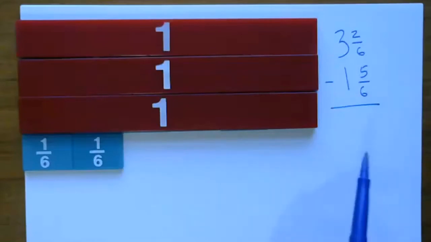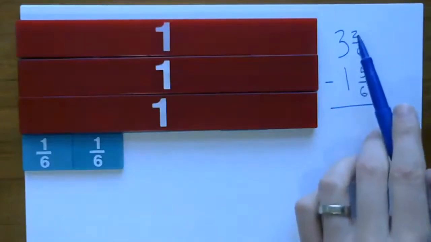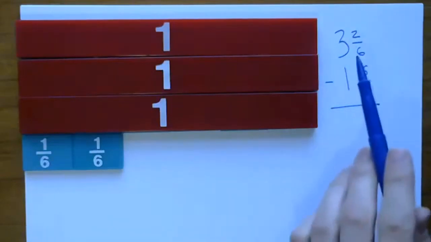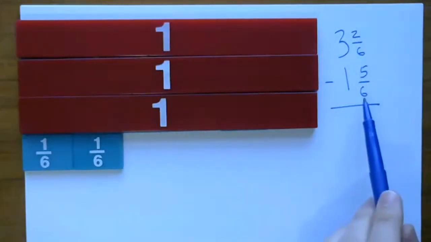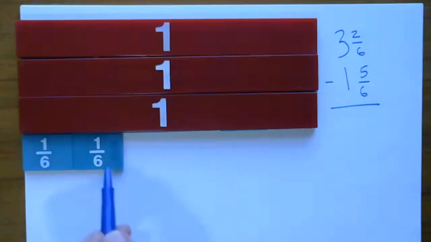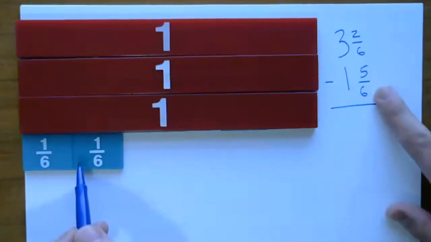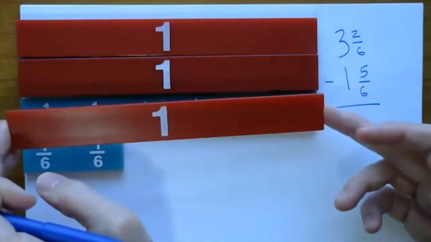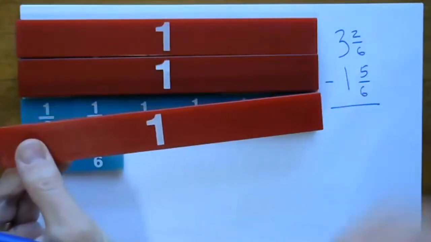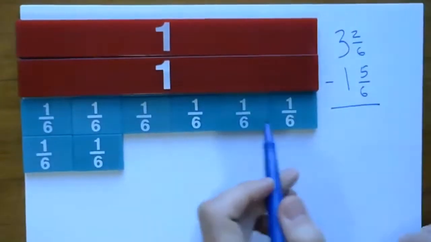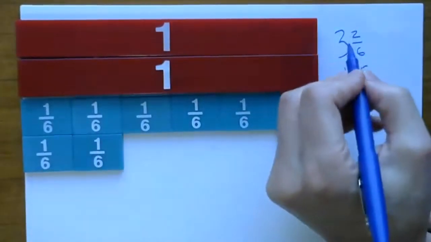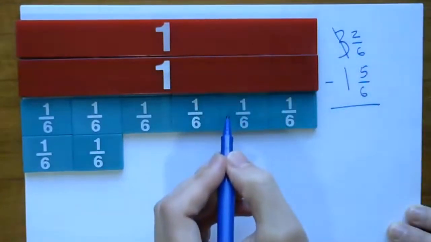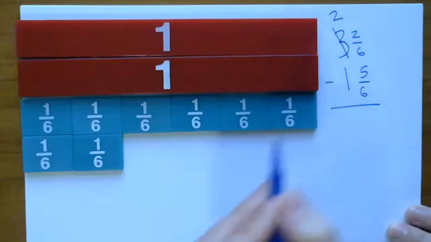All right, so let's go through that scenario again, but now let's make some annotations over here in our equation. So we have 3 2/6 subtract 1 5/6. So since we don't have enough sixths to subtract 5/6 away, we had to take one of these wholes and basically exchange it, trade out that whole for 6 sixths. So in our equation, I can cross out the 3 because we no longer have 3 wholes. We only have 2 wholes left.